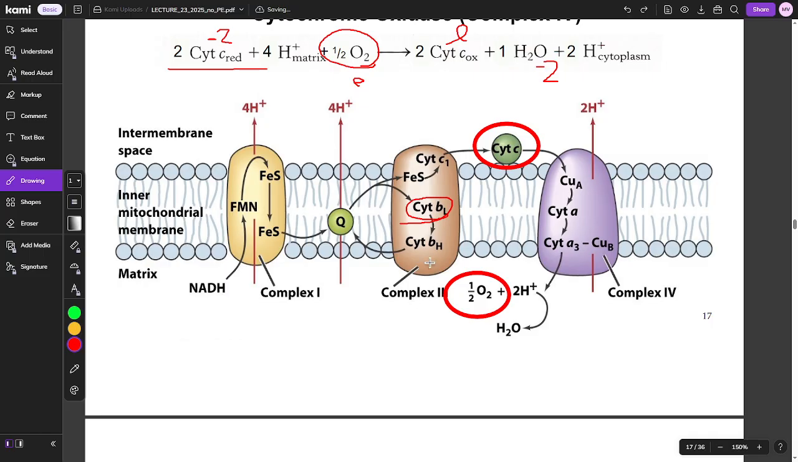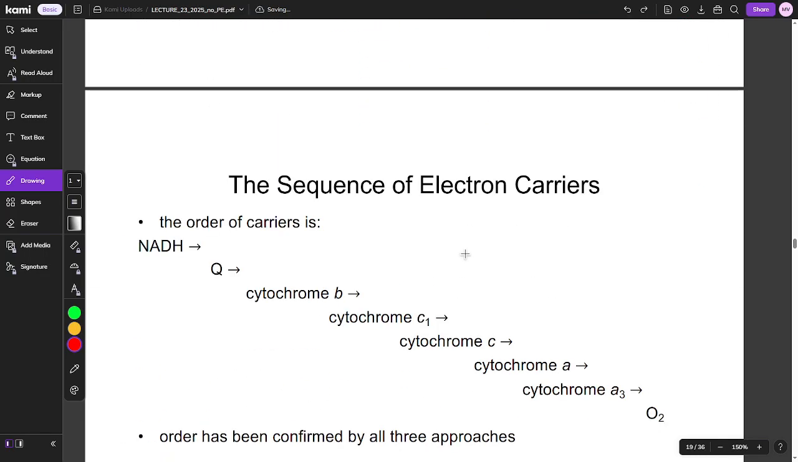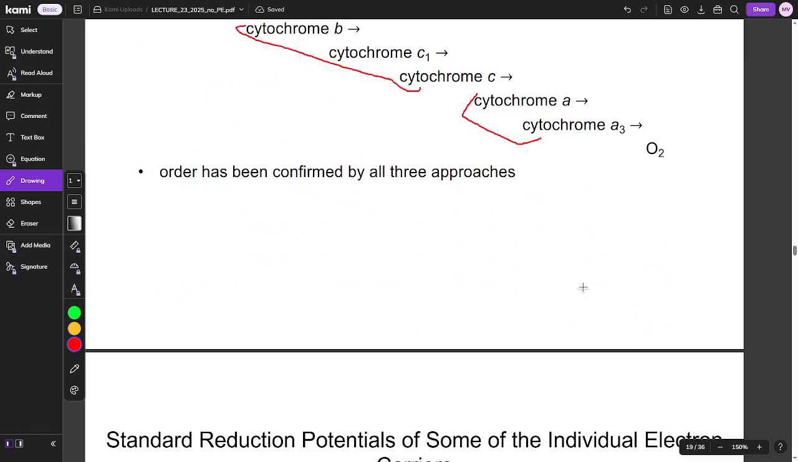Cytochromes B and C are generally together, and then you've got your other cytochromes A and A3. But these are all generally together, these 3. And then these 3 are generally together. And then O2 is on its own, basically, with complex 4.